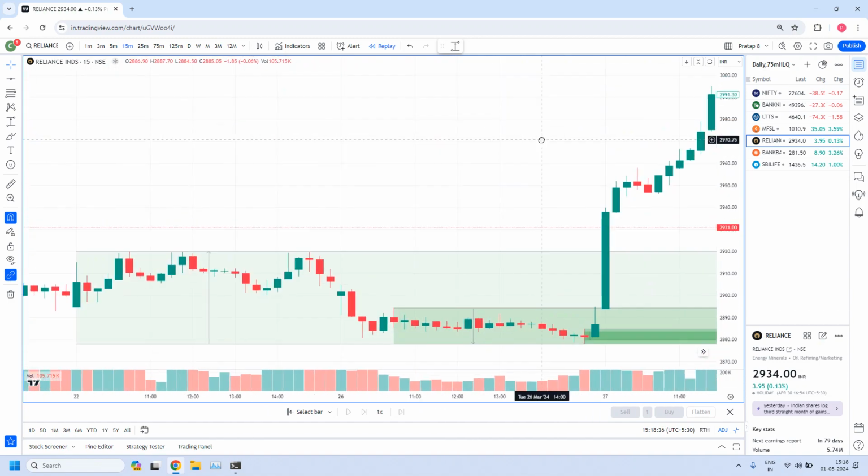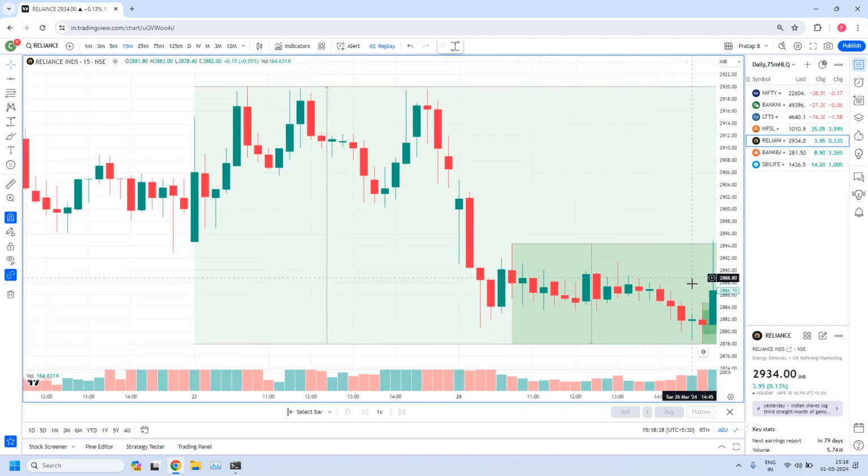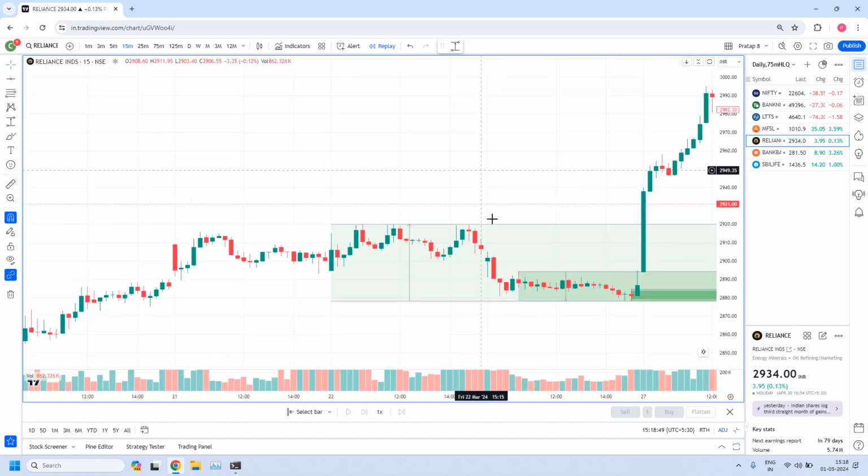This 15-minute zone I have drawn just by compromising. I consider this because within the area this movement is there. At least I am predicting there could be some 5-minute order flow in this area. So let me go to the 5-minute time frame.